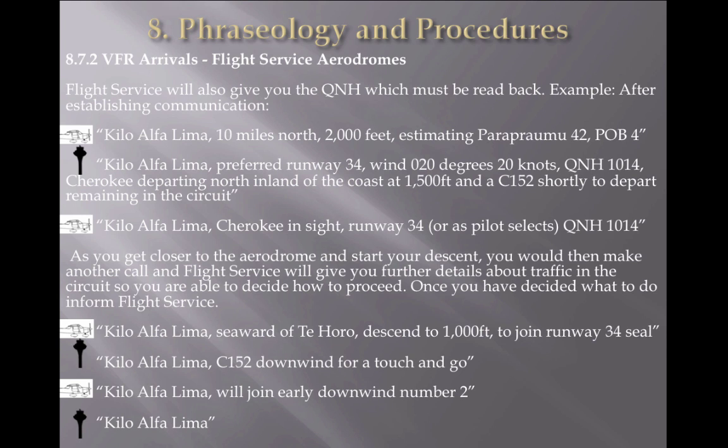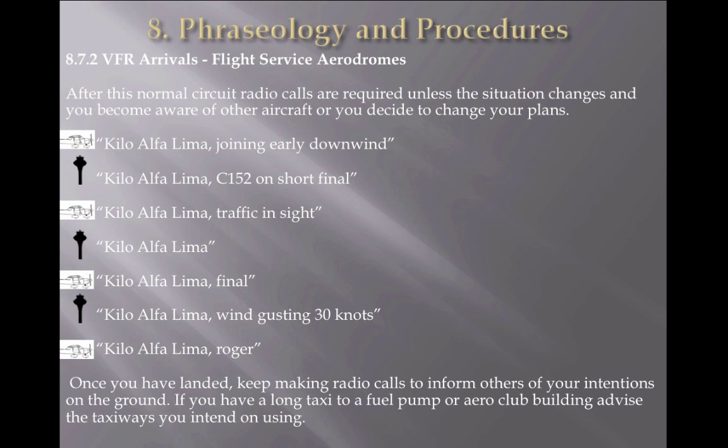As you get closer to the aerodrome and start your descent, you would then make another call and flight service will give you further details about traffic in the circuit so you're able to decide how to proceed. Once you have decided what to do, inform flight service. Kilo Alpha Lima, seaward of Tihoro, descending to 1,000 feet, join runway 34 Seal. They will respond: Kilo Alpha Lima, Cessna 152, downwind for a touch and go. You'll respond: Kilo Alpha Lima will join early downwind number 2. They will confirm receipt of that by just your call sign, Kilo Alpha Lima.